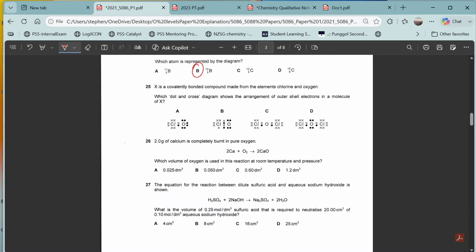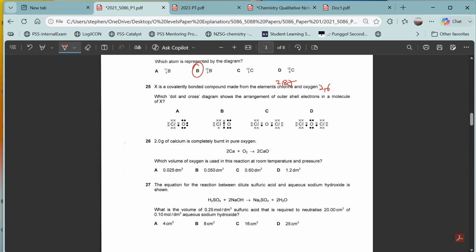Question 25: X is a covalent compound made from chlorine and oxygen. Step number 1, what is given to you? Always ask yourself what is given to you, okay? Always ask this question, what is given to you? Then step number 2, write down the information given to you. So chlorine is 2.8.7. Oxygen is 2.6, right? The electronic configuration. Then they ask you which dot and cross diagram represents the outer shell electrons of molecule X.